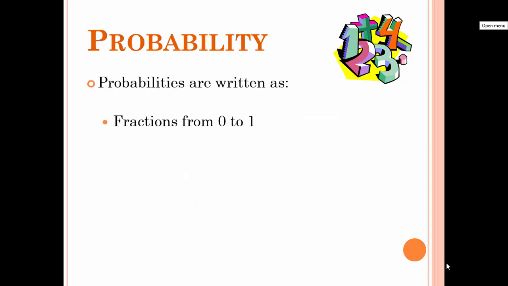Probabilities are often written as fractions from 0 to 1. This is the idea in Station 1 that we're going to discover a lot more. They can also be written as decimals from 0 to 1. When we consider an event and if it's likely to happen, if it's 100% sure it's going to happen, the fraction will be 1 and the decimal will be 1.